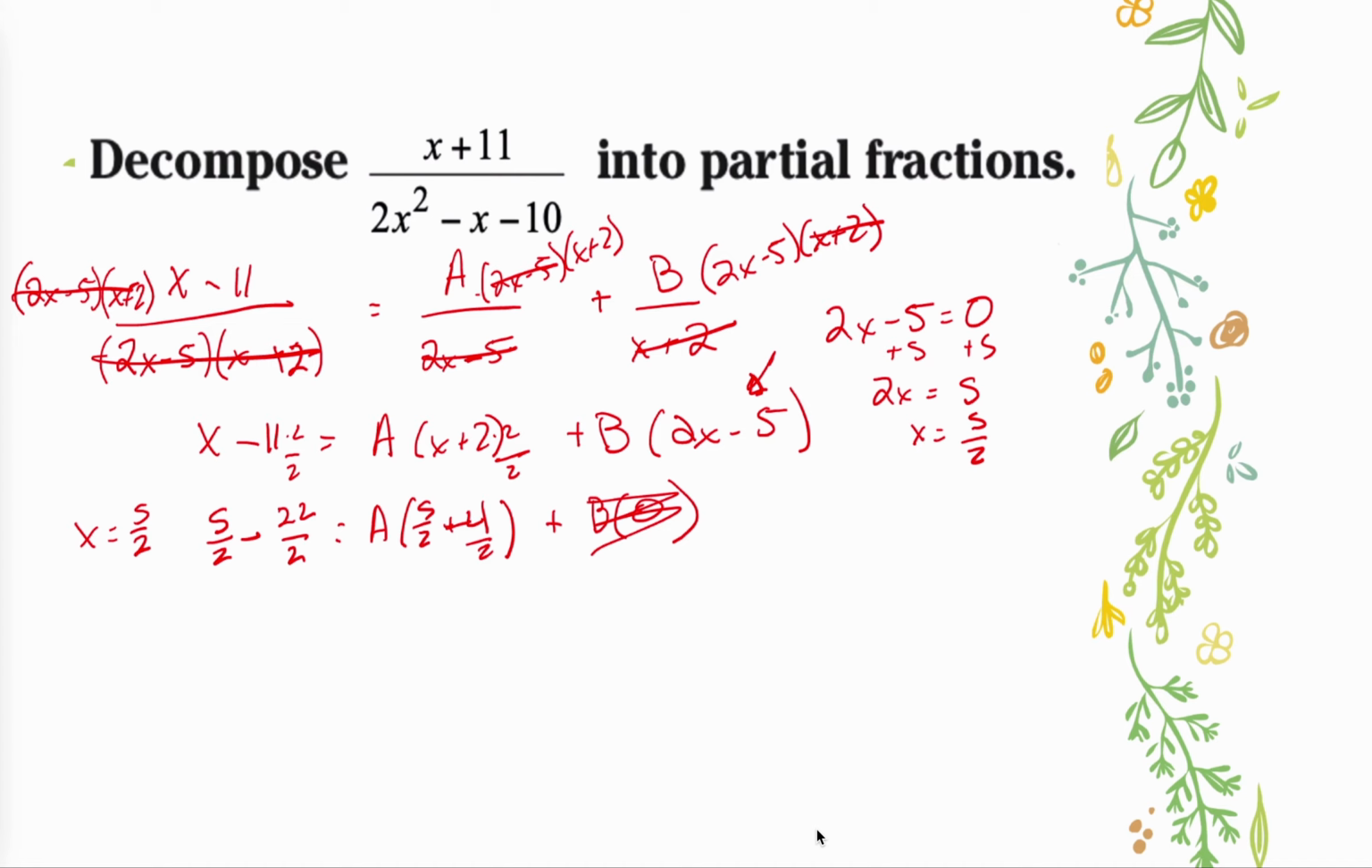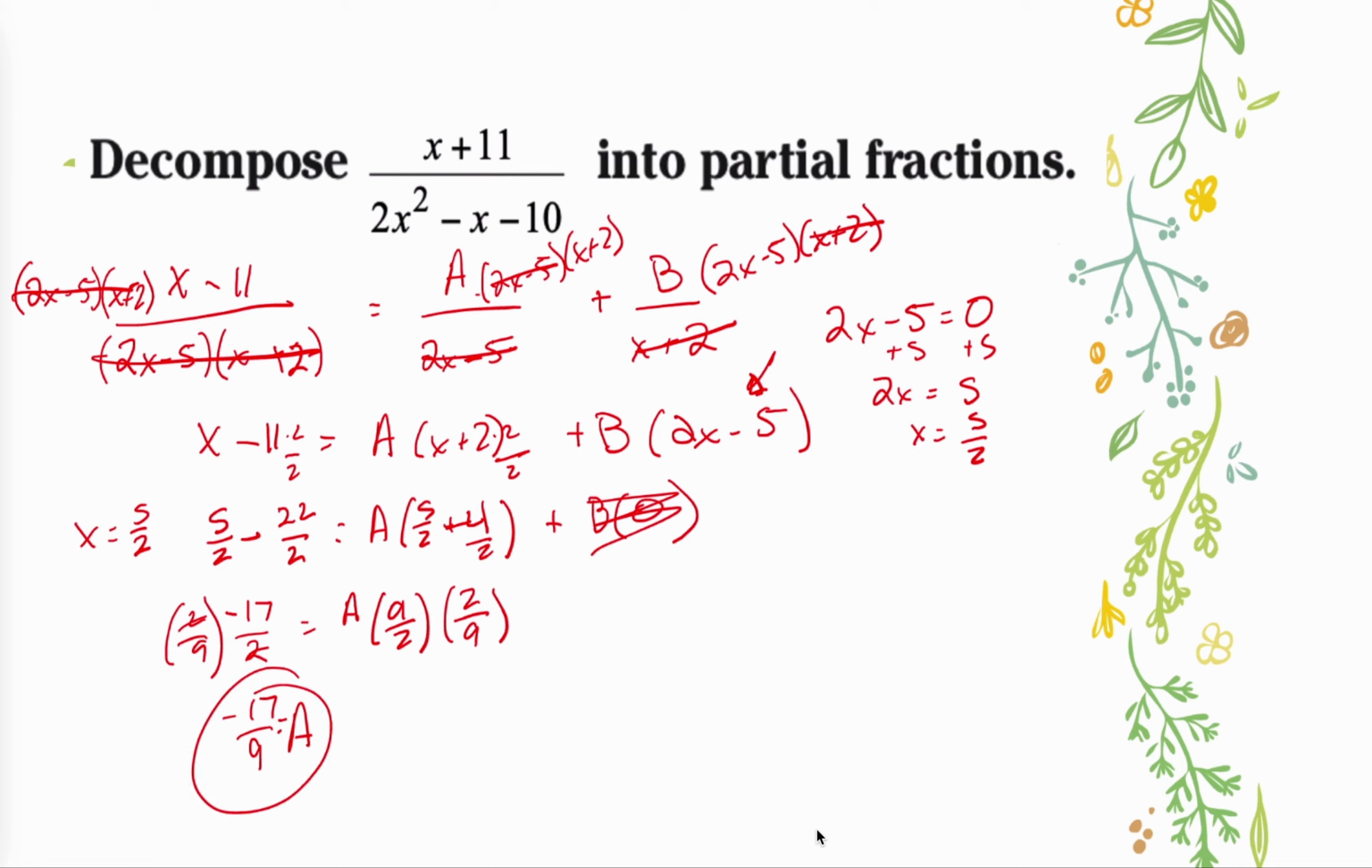So 5 minus 22 is negative 17 halves equals a times 9 halves. We divide by 9 halves, or we multiply by the reciprocal, which is 2/9. And our 2's cancel, and we get a equals negative 17 over 9. Yeesh. All right.